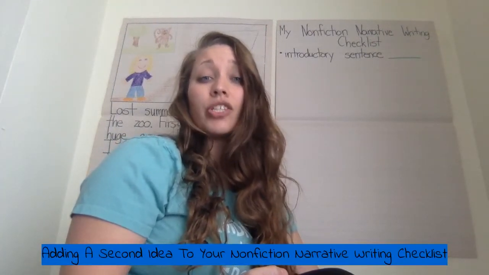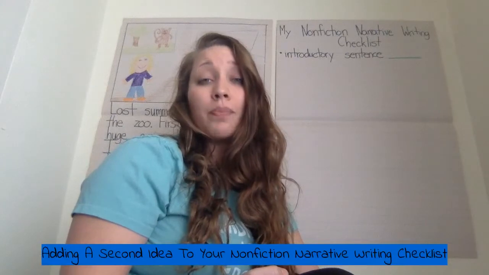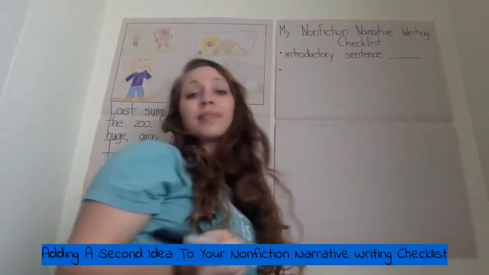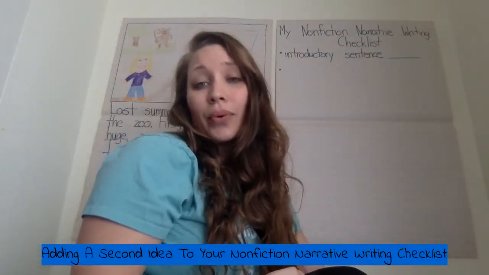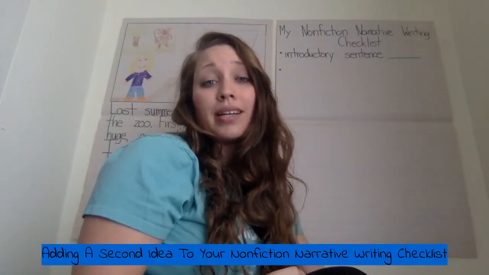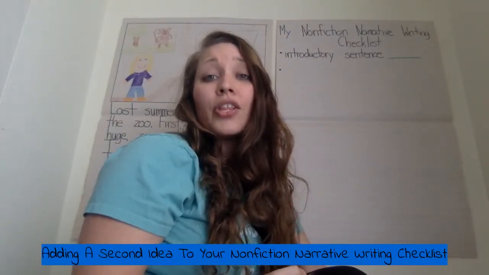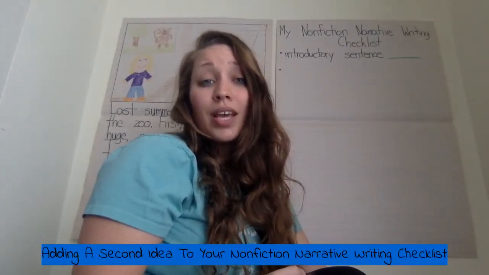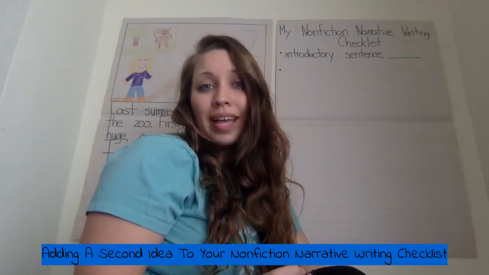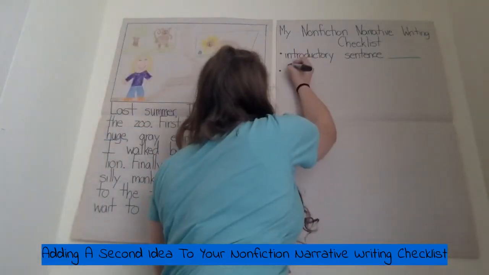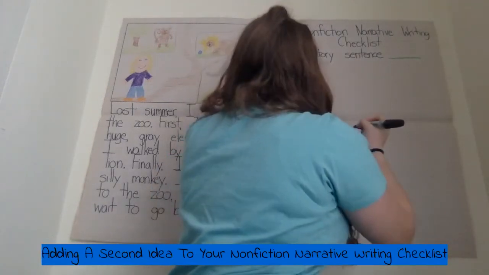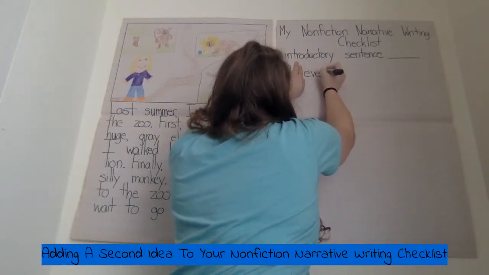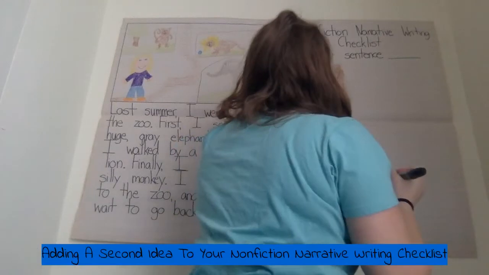To add it to my nonfiction narrative writing checklist, I'm going to make another bullet under my first one. Just like that. Now I am going to write the second thing I'm going to look for in my nonfiction narrative when I use my checklist. 3 event sentences. As I am writing, I'm going to carefully sound out my words. You can tell me what letters you hear, and I will record them. 3. Event. Sentences.